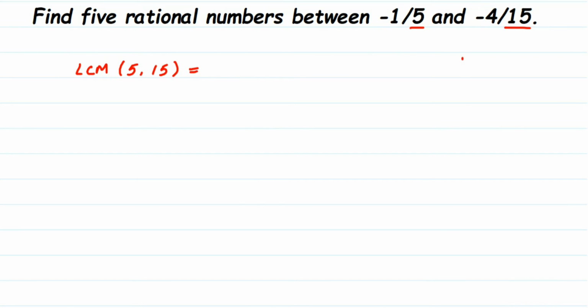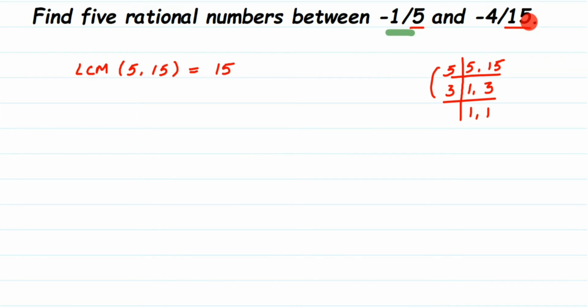So what is the LCM of 5 and 15? They are multiples of 5. So 5 ones are 5, 5 threes are 15, and then 3 ones are 3. Multiply this, 3 fives are 15. So the LCM of 5 and 15 is 15. Now I'm going to find the equivalent rational number of minus 1 by 5. For the second number I'm not going to do anything because the denominator is already 15.